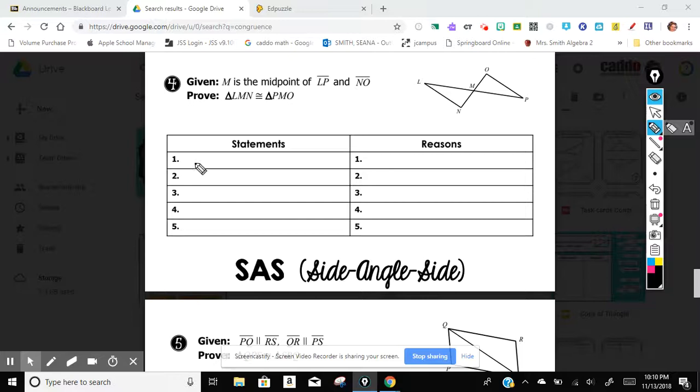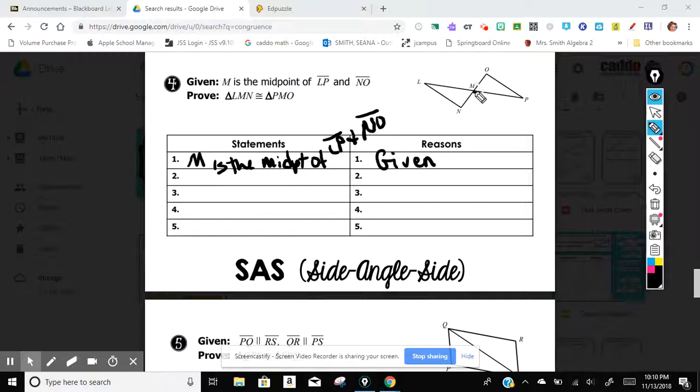So we go ahead and write that in statement 1. M is the midpoint of LP and NO. They don't give me much room, and that's my given statement. Then the next thing you want to do is go mark that on your figure. So we're going to look over here. It says M is the midpoint of L to P and N to O.